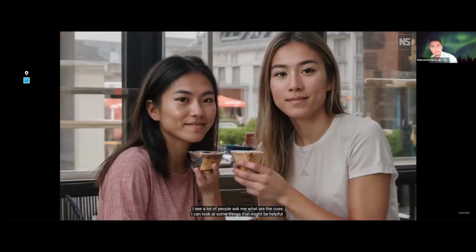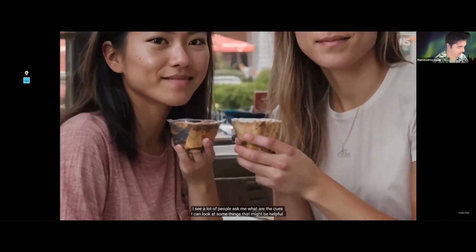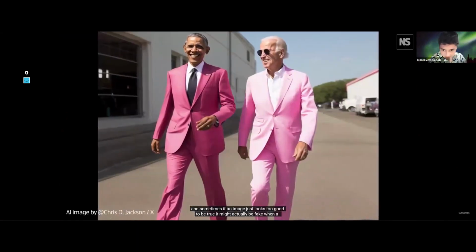I see a lot of people ask me, what are the cues I can look at? Some things that might be helpful now are to look for videos that might be pixelated in particular areas that are blurry. And sometimes if an image just looks too good to be true, it might actually be fake.